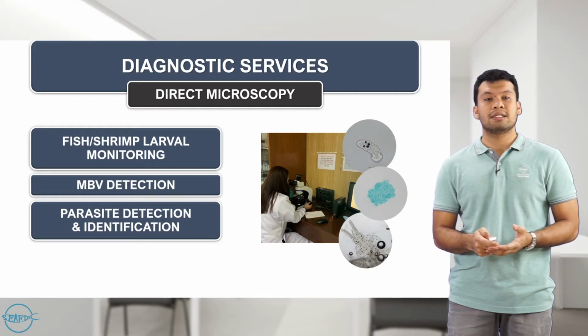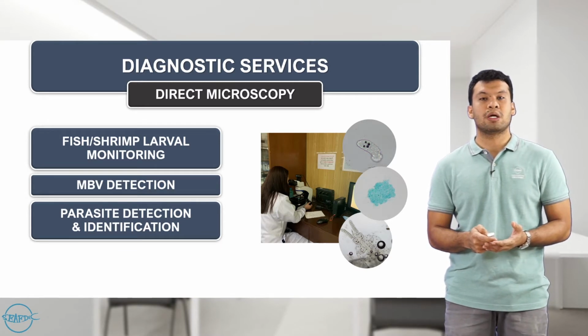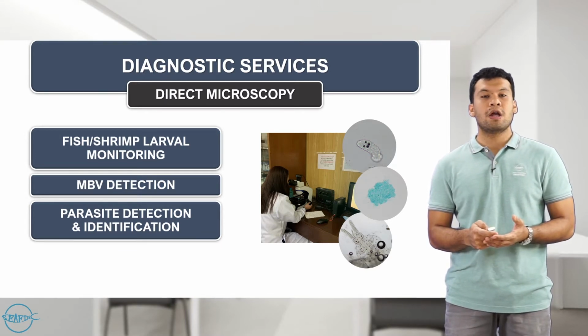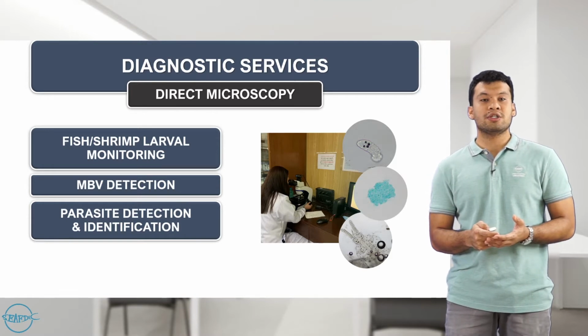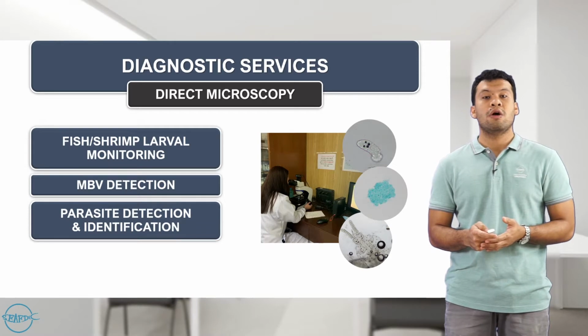Then for parasite detection and identification, we can dissect the fish or isolate some mucus sample from the fish and then check for the parasite. And then right after, we can do the identification via the different attachment organs or the different morphologies of your parasite.